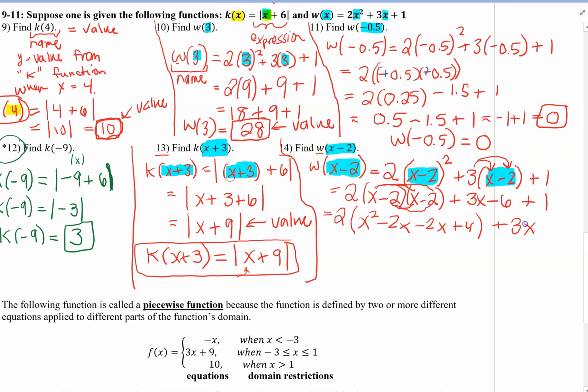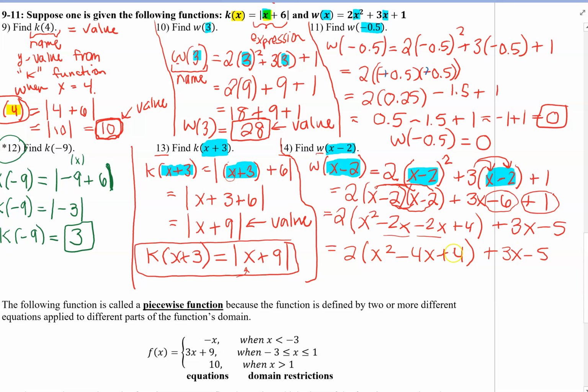Okay, then meanwhile, I can combine some like terms over here. I can add this negative 6 with the positive 1 and get negative 5. I can also combine some like terms within the parentheses there. So I get x squared minus 4x plus 4 is all in those parentheses, plus 3x minus 5.